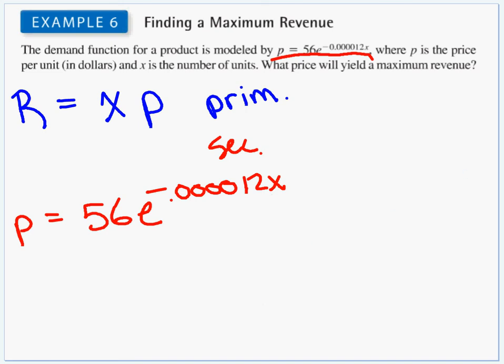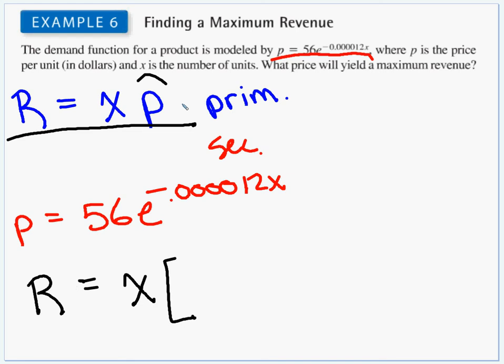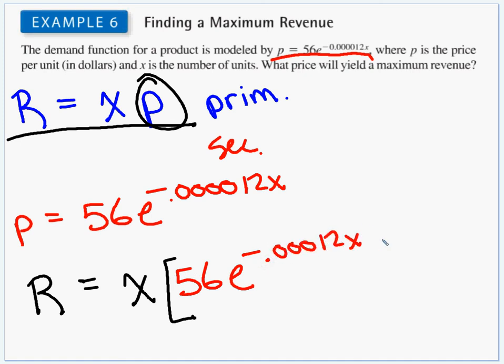Okay. So we're going to take this primary, and I'm going to keep the x there. Revenue equals x times. We're going to take out that letter P and replace it with the stuff I wrote there in red. 56e to the negative 0.0000012x. Oh, I hate this thing doing decimals.